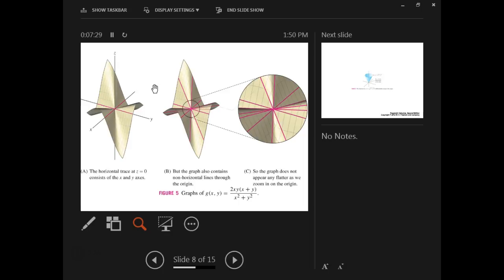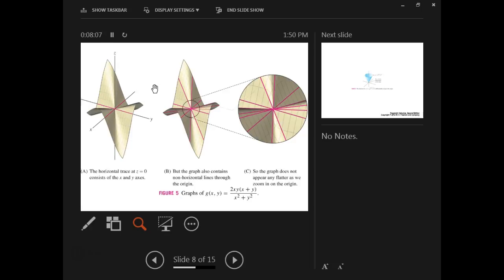But let's focus in on setting y equal to 0. Then g of xy is 0. When y is equal to 0, g of xy is 0, because it would be 2x times 0 over x times x again, over x squared. So if we did that, let y equal 0 and let x vary.